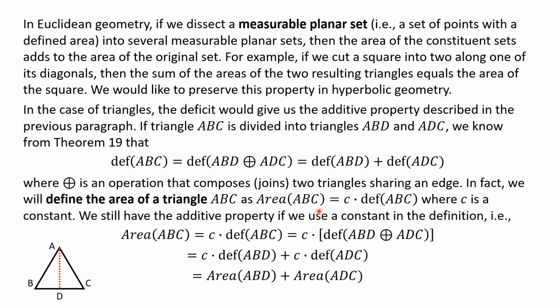That leads to some unusual things because you need to decide on what to pick for that constant, which we'll get to later on. But for now, we'll just keep in mind that the area of a triangle is defined to be a constant, yet to be determined, times the deficit of the triangle.